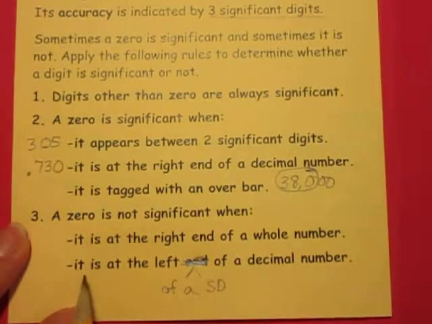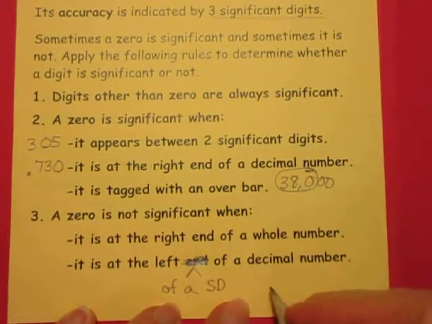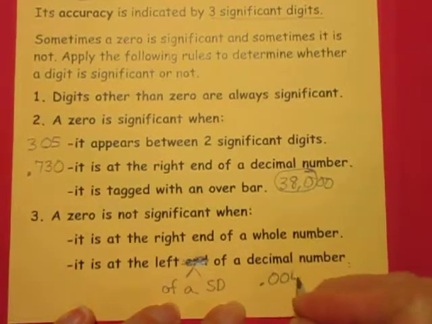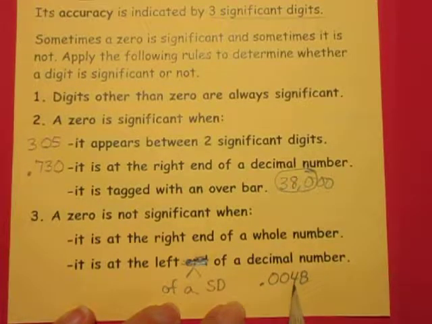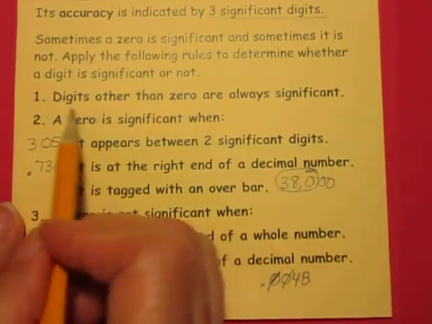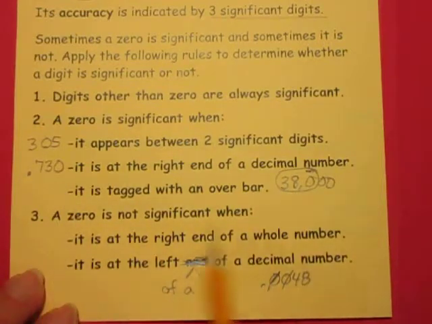Okay, and then also we have the case when it is at the left end of a significant digit in a decimal number. Like, let's say we had something like, okay, so these zeros are to the left of significant digits in a decimal number, so they are not going to be significant. Okay, so here, item number 2 we had when they are significant. Item number 3, when the zeros are not significant.